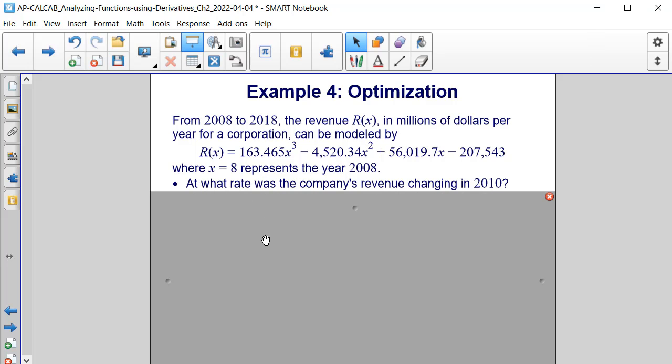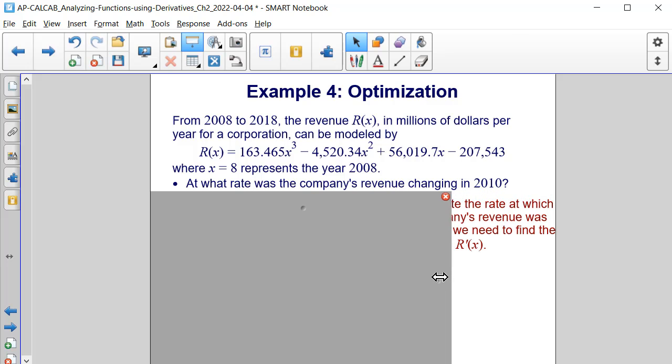Let's start with the first question. At what rate was the company's revenue changing in 2010? Well, in order to find that, we have to calculate the derivative, because the derivative will tell us the slope of the tangent line, or the rate at which that function is changing.